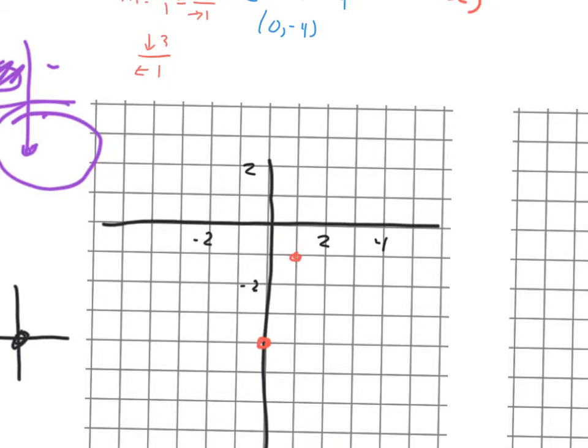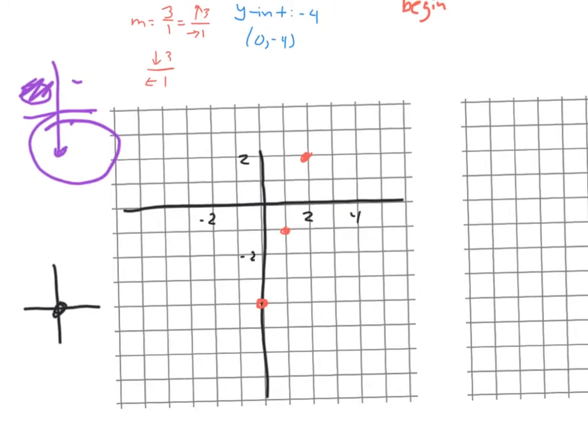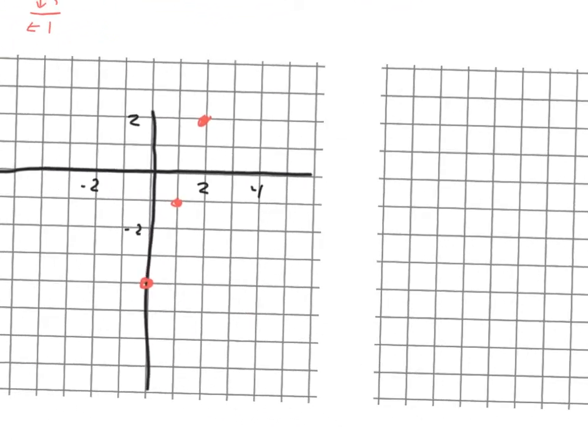So I plot that, and just so that we have it prettiness, I'm going to do it again. 1, 2, 3, 1, and there we go, 2 right there. What do you notice about all these points? They are linear or collinear. They're in a straight line.